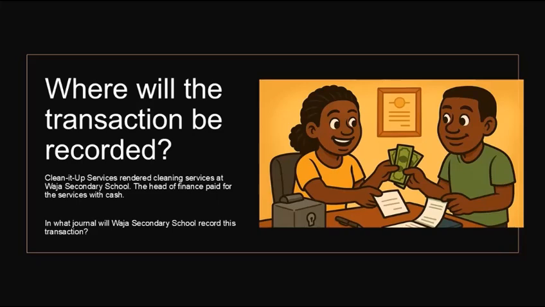Let's now look at the other side of this transaction. In what journal will Waja Secondary School record the transaction? So if we look at the transaction, Waja Secondary School received the services from Clean It Up, and the head of finance paid for the services with cash. Since they made a payment, it means this transaction will be recorded in the cash payments journal.